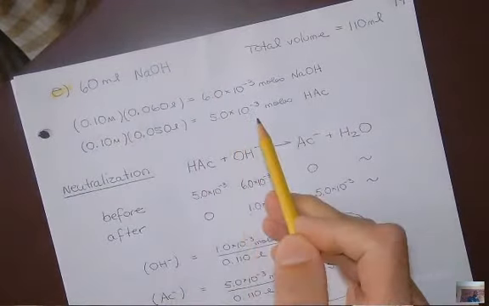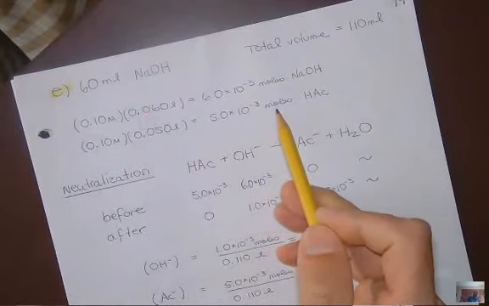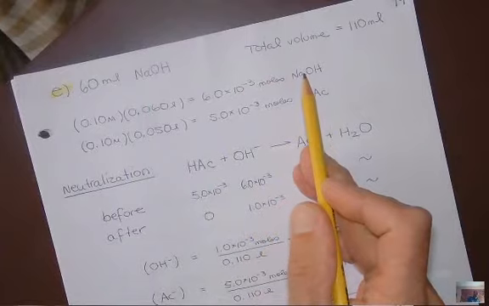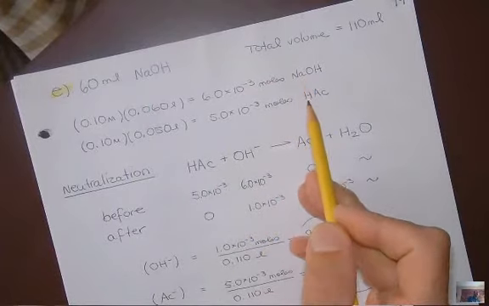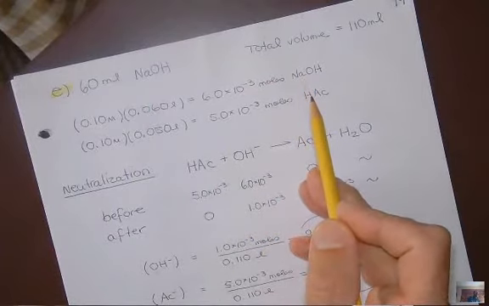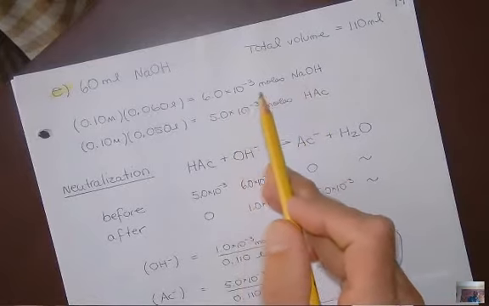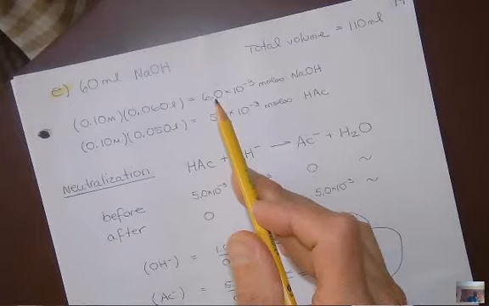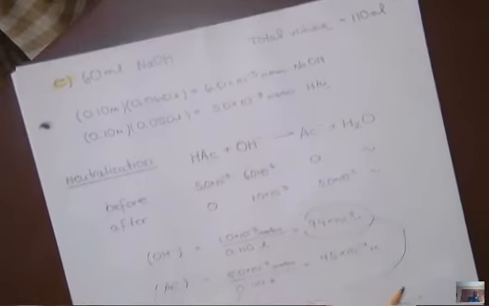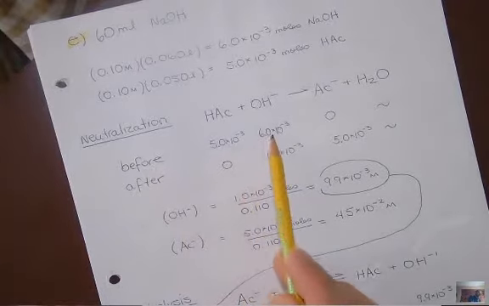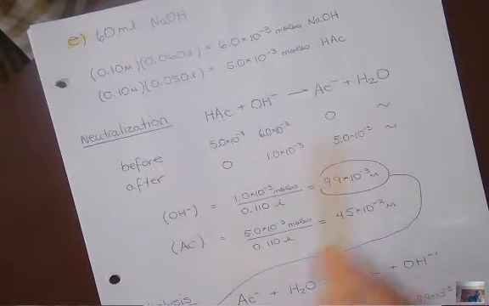This comes out to 5 times 10 to the minus 3rd moles of acetic acid. Look, this is the first time the sodium hydroxide is more than the acetic acid. Last time they were equal, so this time I'm going to wipe out all of this, and I'm going to still have 1 times 10 to the minus 3 left over. So here we go. Before the 2 react, this is 5, this is 6, this is 0, this is 0.